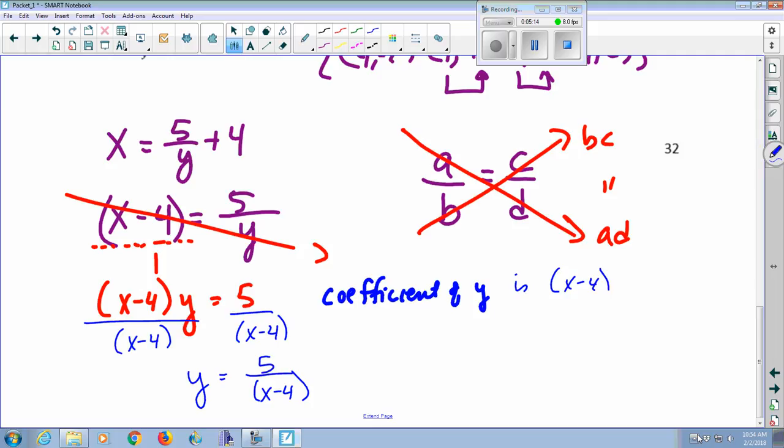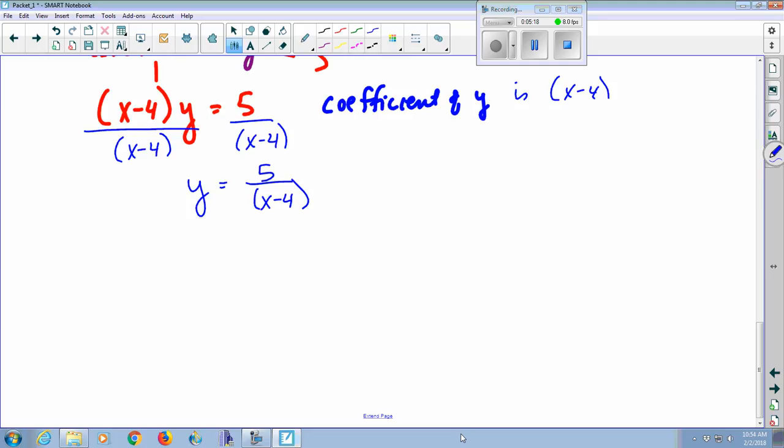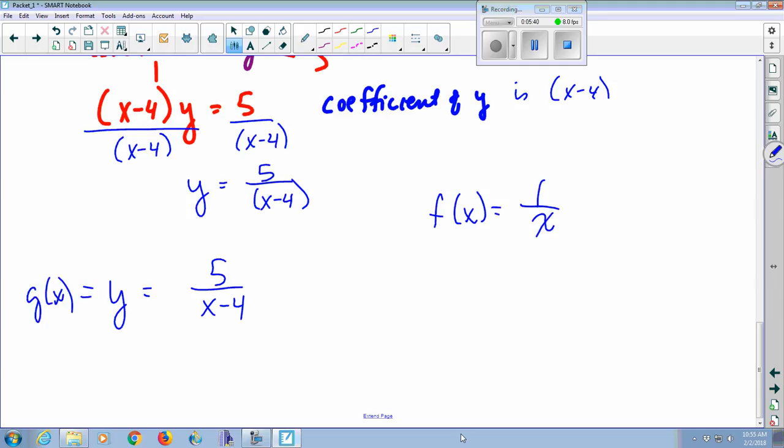So when you look at a function like 5 divided by x minus 4, you have two transformations that have gone on. Can anybody recognize what the toolkit function is, the parent function for this one? 1 over x, right. So if we say f of x equals 1 over x, and we call this g of x, then what's happened to 1 over x?